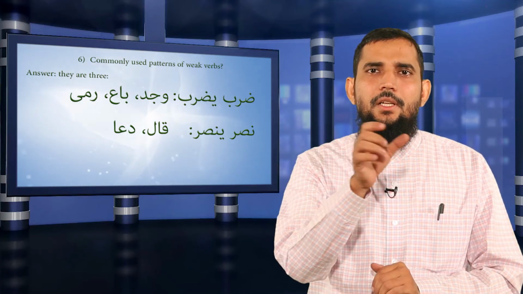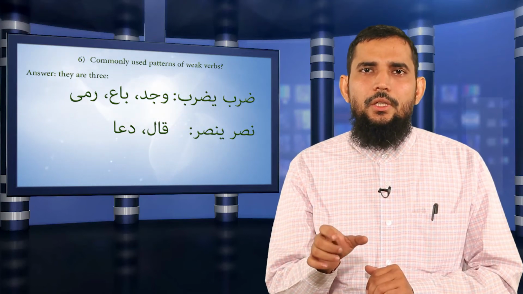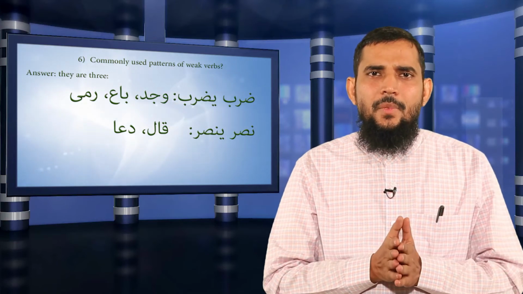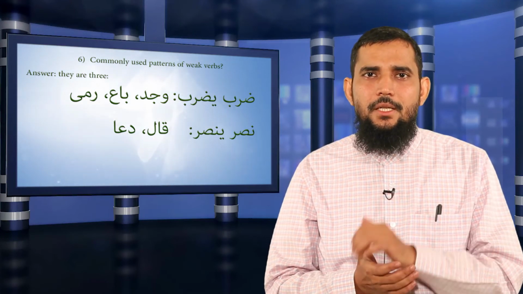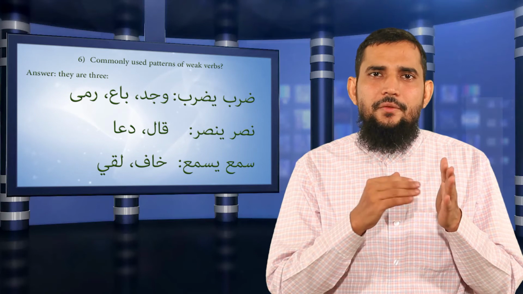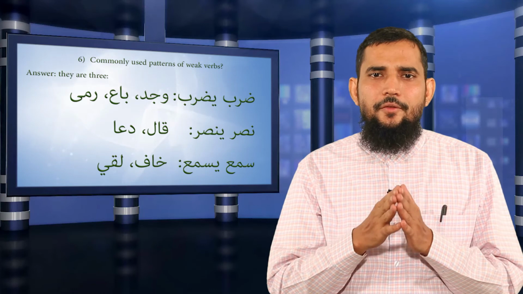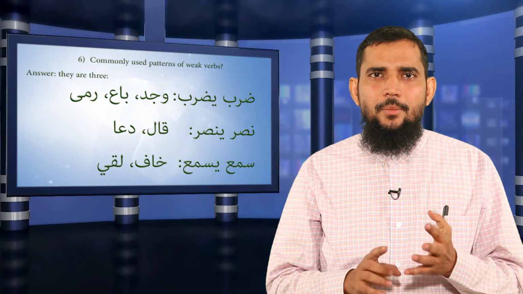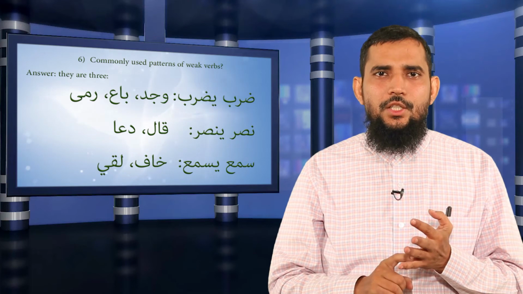Qulta, nasarta. Qultuma, qultum, qulti, qultuma. Qultunna, qultu, qulna. Nasara, nasara. Complete till nasartu, nasarna. There is one more primitive triliteral verb pattern, that is sami'a yasma'u. So now I have told you that out of 6 primitive triliteral patterns, 3 are very commonly used for Arabic weak verbs, which are daraba yadribu, nasara yansuru, sami'a yasma'u.